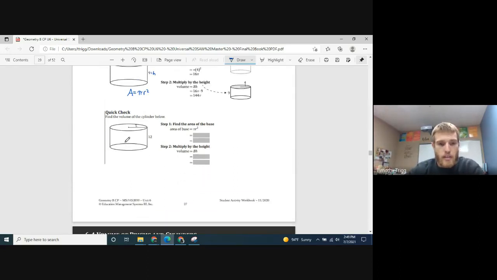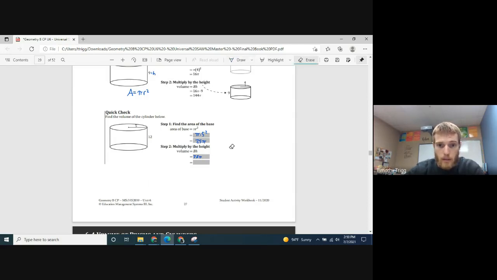Let's go ahead and do this example here on the quick check. So the area of the base, pi r squared, so that's the area of that circle. So that's going to be pi times r. What's our r in this case? Well, that's 5. So that's going to be times 5 squared. So 5 squared, that means 5 times 5, so that's 25. So our base area is 25 pi. The volume is the area of the base times the height. So the area of the base, that's 25 pi. We just found that.